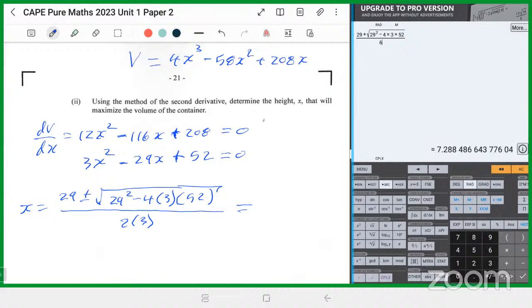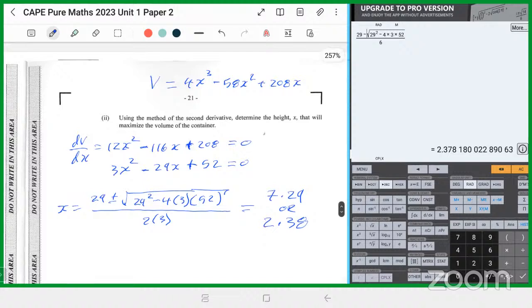So I'm getting 7.29 as one value, and the other value, with the minus, I'm getting 2.38. Those are my two values, that or that, right? So one of them is gonna maximize. The lower one is gonna maximize.